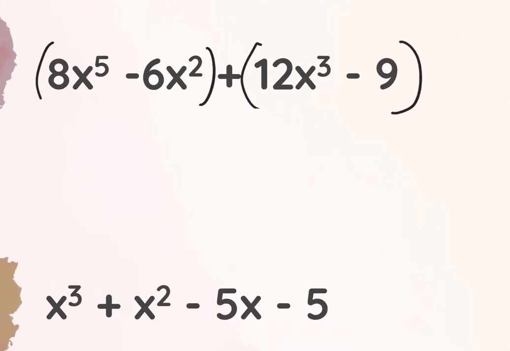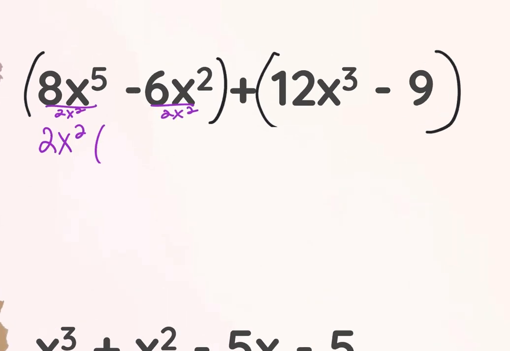What can be taken out of the first set of parentheses? 2x squared. Good. 2x squared, and that means I'm going to divide this by 2x squared and this by 2x squared. So the 2 goes into 4 8 times, and if I subtract the 2 here, I'd get x to the third. Minus the 2 goes into 6 3 times, and the x squareds cancel out, so it's just 3.